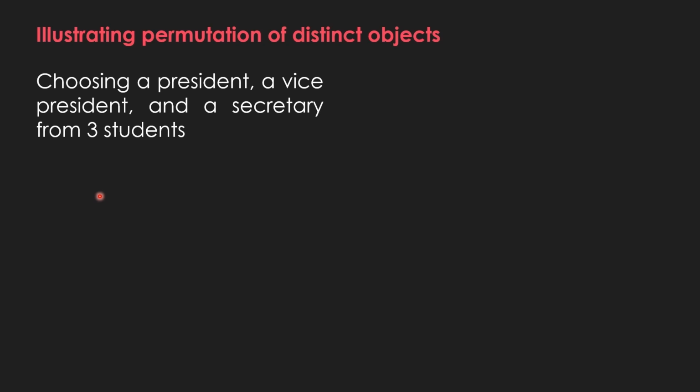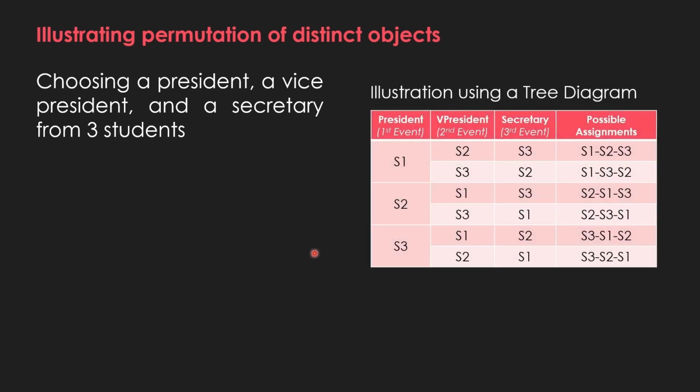Okay, but we could see that more clearly if we do the illustration of the tree diagram. So in the illustration using a tree diagram, we have this one here. And of course, we have three events to consider. The first event is the selection of the president position. And then after the selection of the president, the selection of the vice president will follow. And then lastly, the selection of the secretary.